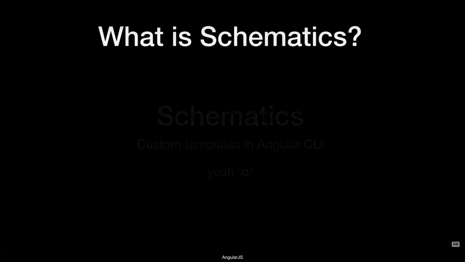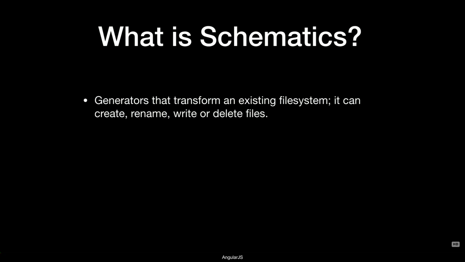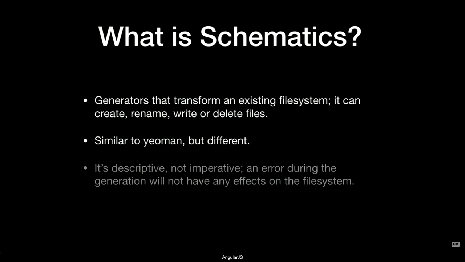So basically, what is schematics? Schematics is a generation tool that can transform an existing file system. It can create, rename, delete files, overwrite files. I mean, the usual thing that you can do with something like Yeoman, but this one is different because it's descriptive. It's not necessarily imperative. So if an error happens in the middle of your scaffolding, for example, you will not actually change the file system. This is really a property that we're trying to enforce at all layers. And this is really important because I don't know how many of you actually use complex Yeoman, but I've used really complex Yeoman.